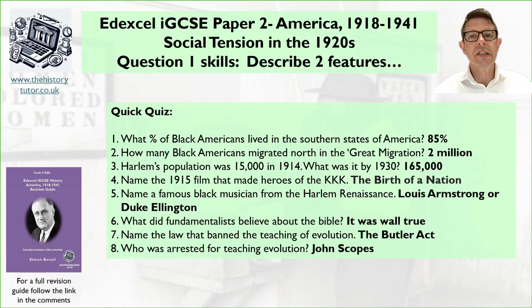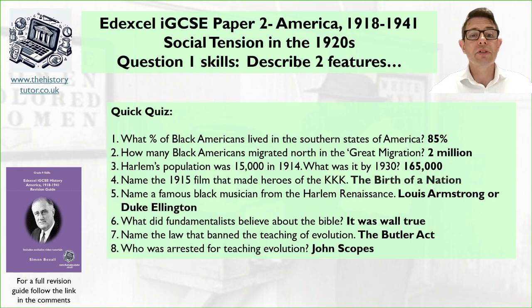That's The Birth of a Nation, suggesting that the KKK were protectors of white people against black criminals in the era of Reconstruction America after the Civil War. And it's giving this false impression perhaps of the role of the KKK in America and making them into heroes in the 1920s. Number 5, name a famous black musician from the Harlem Renaissance.